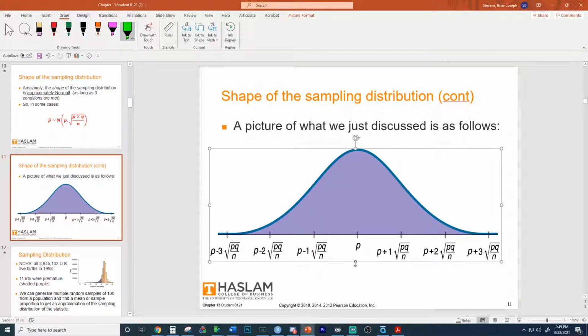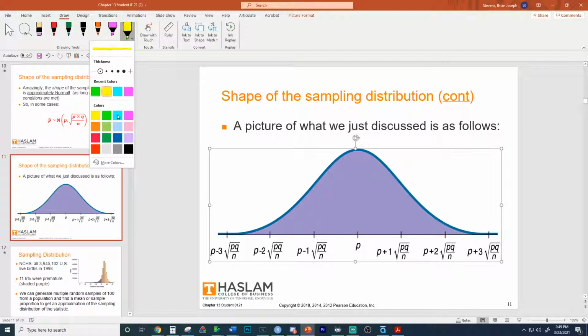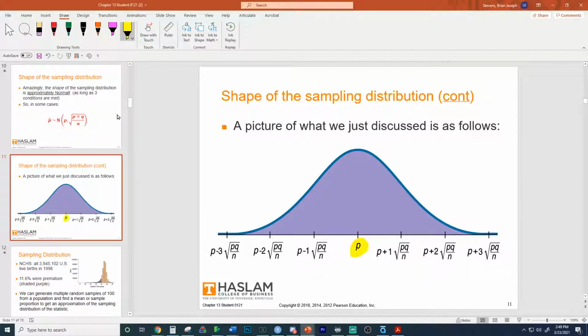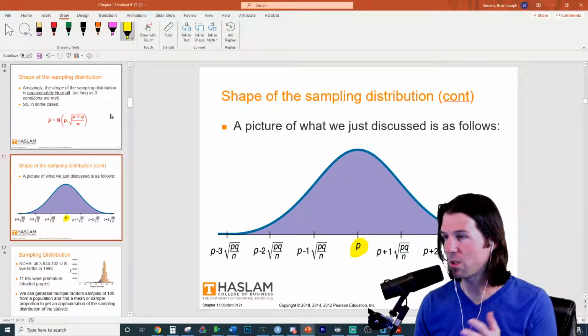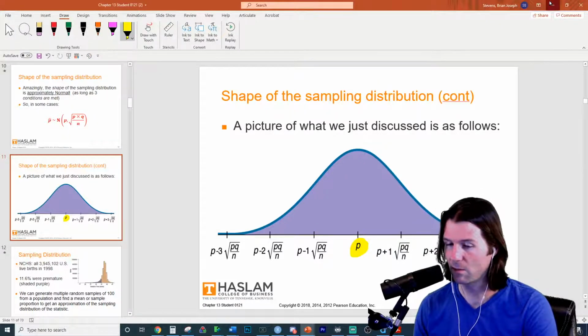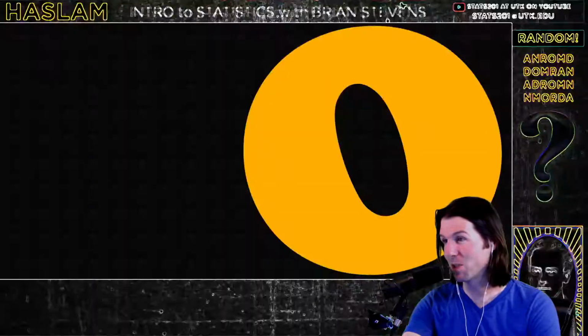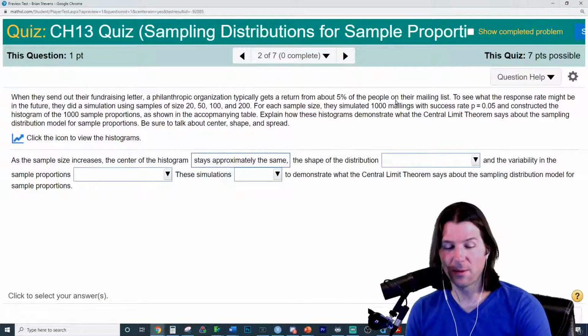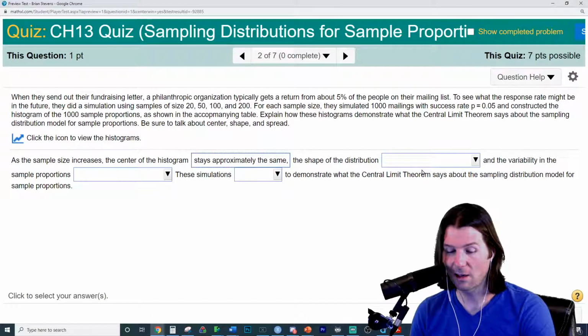So what happens to this if we increase the sample size? What happens to that number right there? Yeah, nothing. It stays the same. We're doing a simulation, so the simulation might show small differences, but that's just due to random chance. So it stays approximately the same, but theoretically it should stay identically the same, but randomness will create differences.